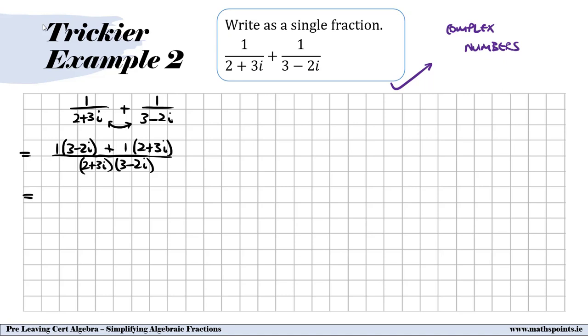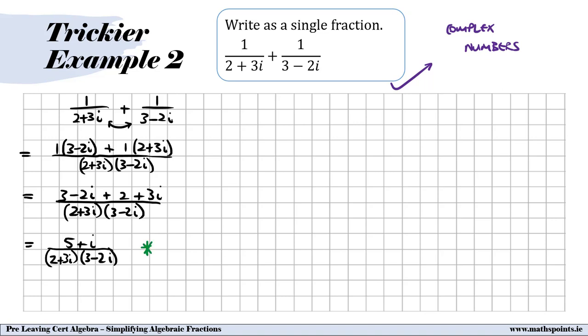So now I can add all of the terms on top. I'm going to have to multiply it out first to get rid of the brackets. So 1 by 3 is 3, 1 by 2i is minus 2i, plus 1 by 2 is 2, and 1 by 3i is 3i, and that's all over 2 plus 3i on 3 minus 2i. Simplifying the top further, we're going to combine like terms. 3 plus 2 is 5, and 3i minus 2i is plus 1i, and again that's all over 2 plus 3i on 3 minus 2i.